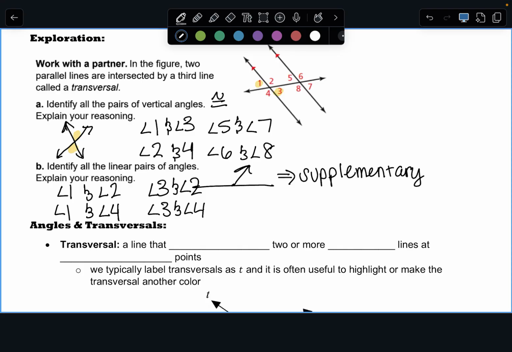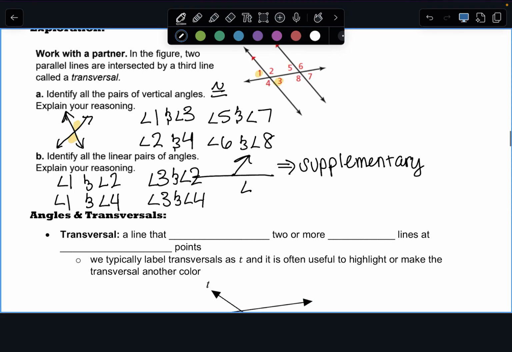So now let's hop over to the other piece. Let's look at angle 5. What two angles make a linear pair with angle 5? 6, 8. Yeah, 6 and 8. If you look, we can cover up 8 and 7, and we see 5 and 6 work, and 5 and 8.